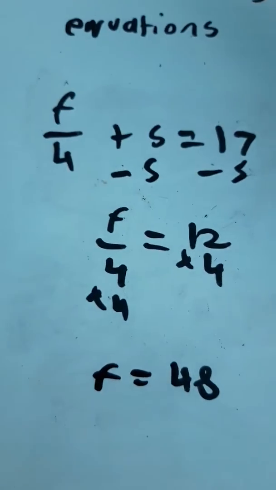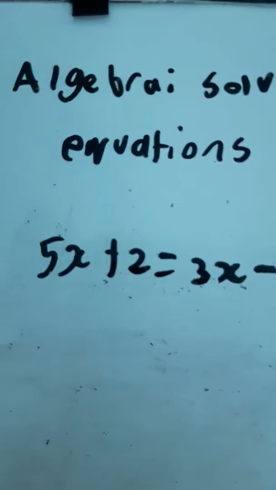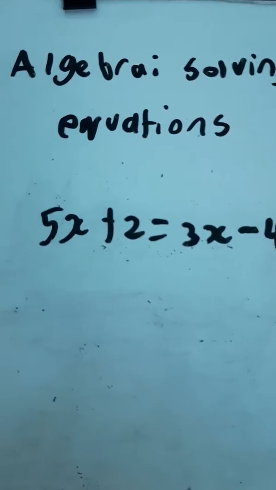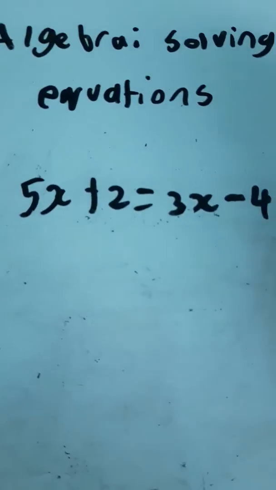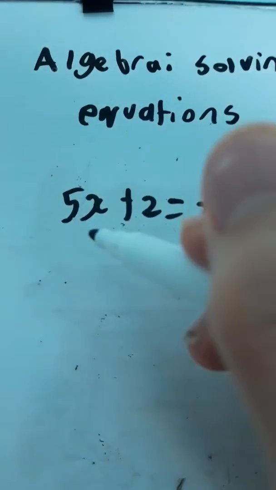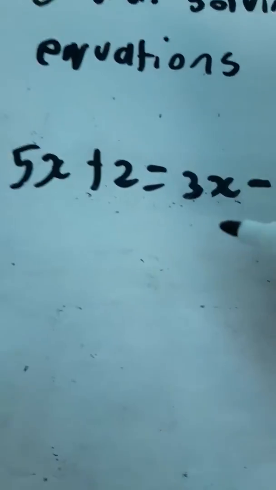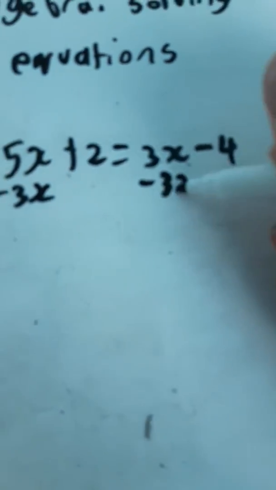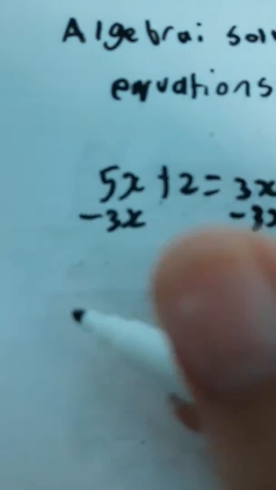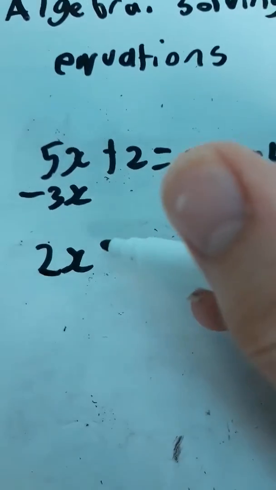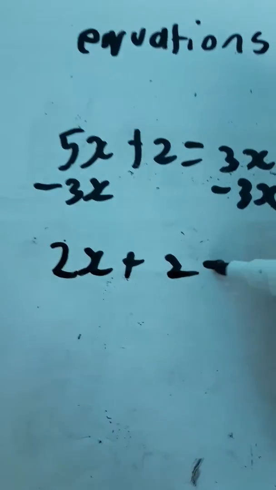Now let's look at one final example. So for our final example, we have 5x plus 2 equals 3x take away 4. So what you want to do here is take away the smallest number including x from the largest number including x, which in this case is 3x. So 5x take away 3x on both sides of the equation. So 5x take away 3x will just leave you with 2x. And 3x take away 3x just leaves you with nothing. So it would be 2x plus 2 equals 4.